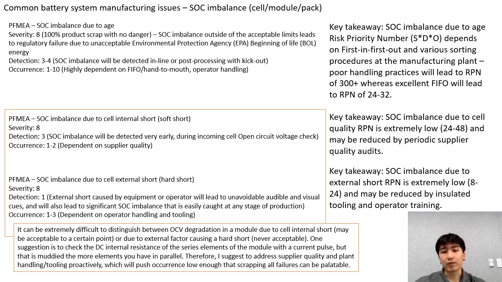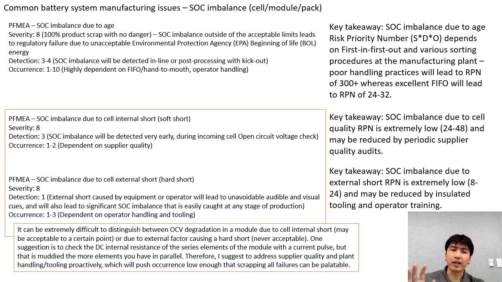But it's actually very difficult to distinguish between an internal short and an external short that's caused by an external factor, a hard short, because this is never acceptable, because you have no idea how much current was passed, you have no idea if the cell is damaged or not. It's completely unacceptable to accept this kind of part. So one suggestion that I've found is helpful is to check the DC internal resistance of the series elements of the module with a current pulse. So this is basically checking the internal resistance of every group of cells.